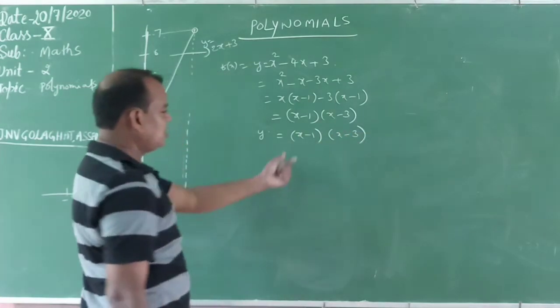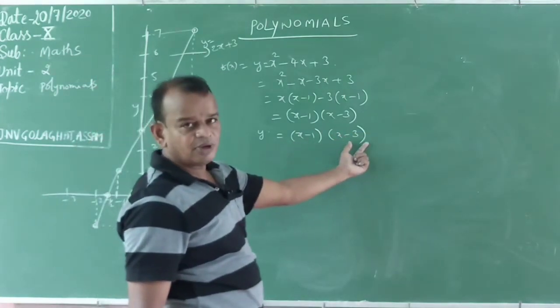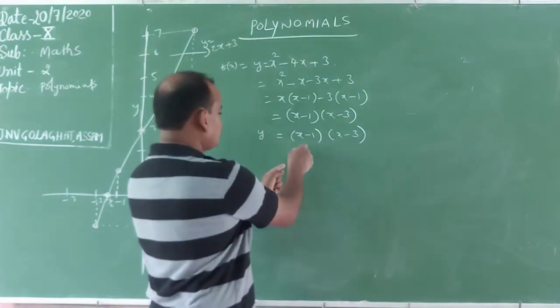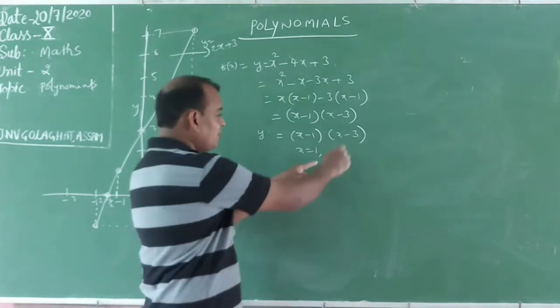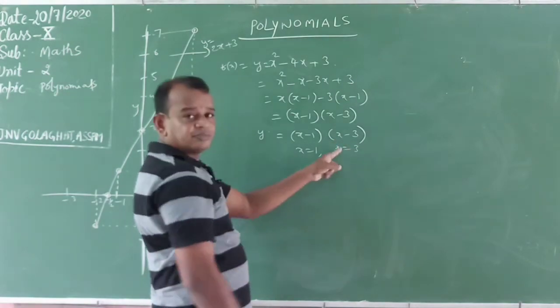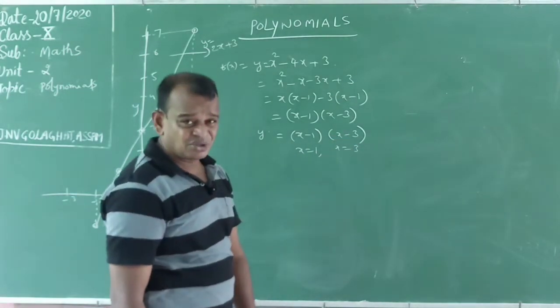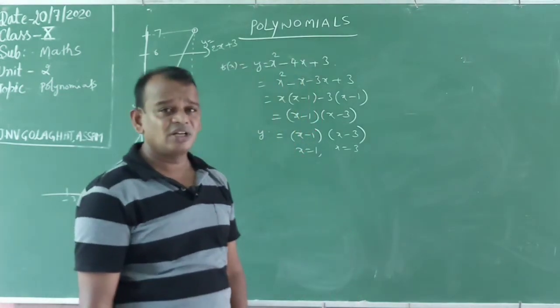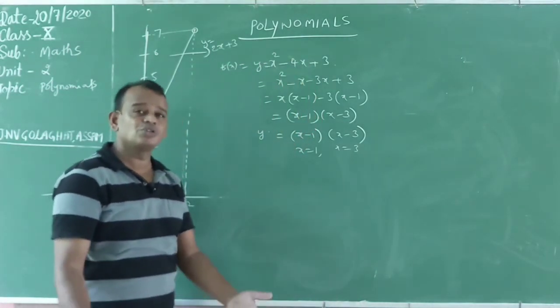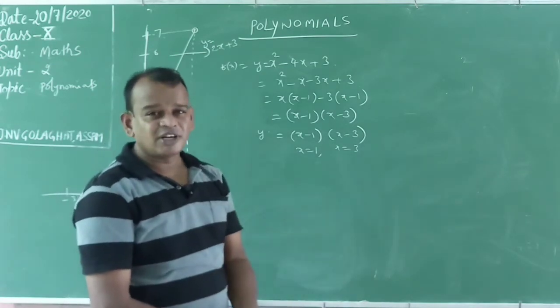For suppose, this is a linear polynomial, and this is a linear polynomial. When will it be 0? In this one, x is equal to 1, it will be 0. x minus 1 is the factor. When x is equal to 3, the total value is equal to 0. What are the zeros of the polynomial? 1 and 3 are the zeros of the polynomial. How many roots are there? 2 roots are there, 2 zeros of that polynomial. Understand or not?